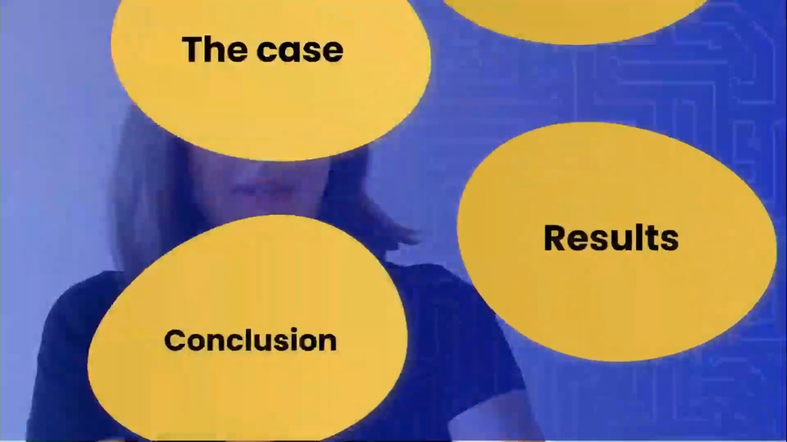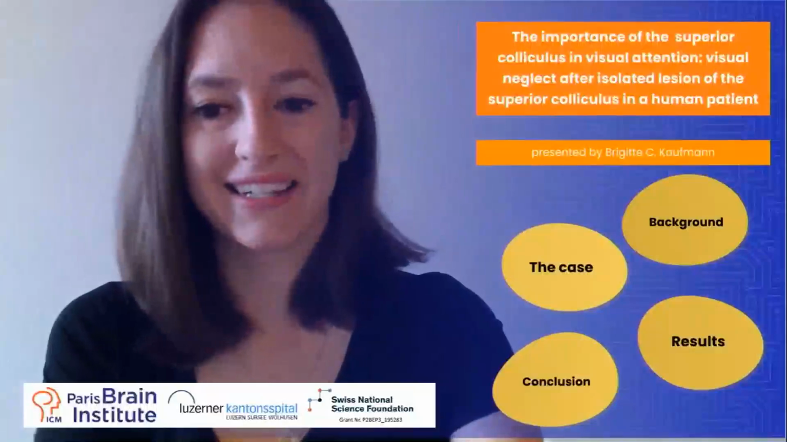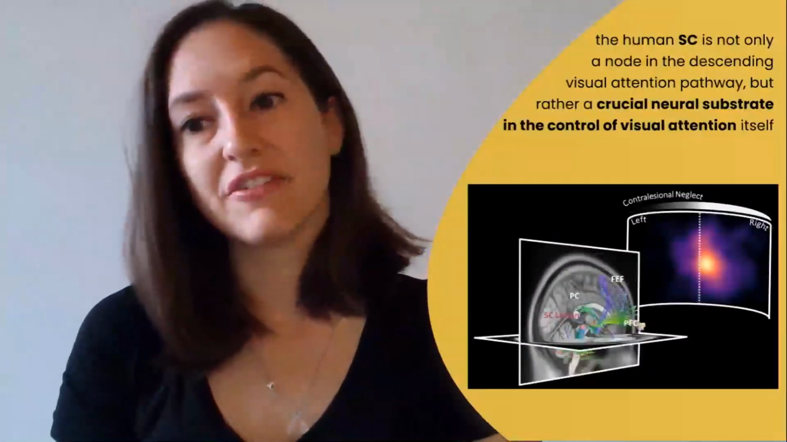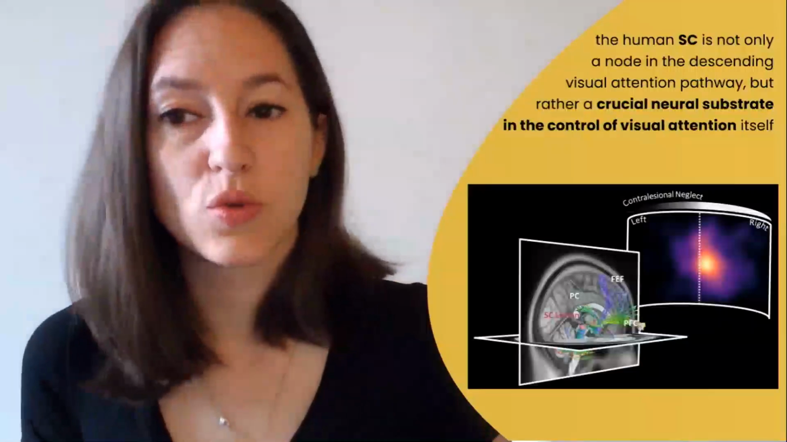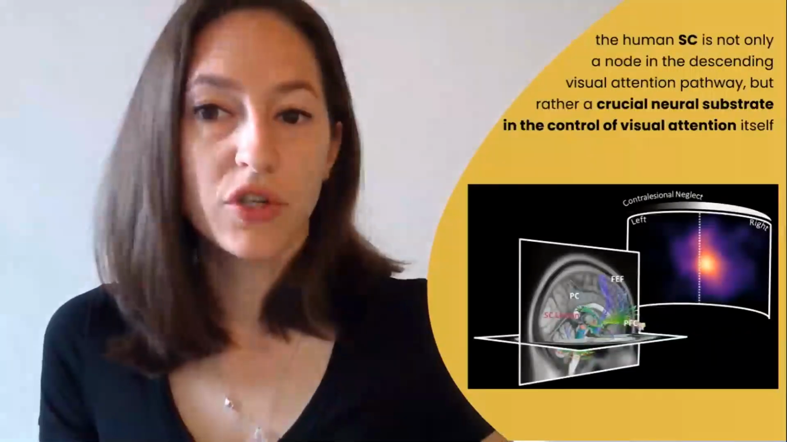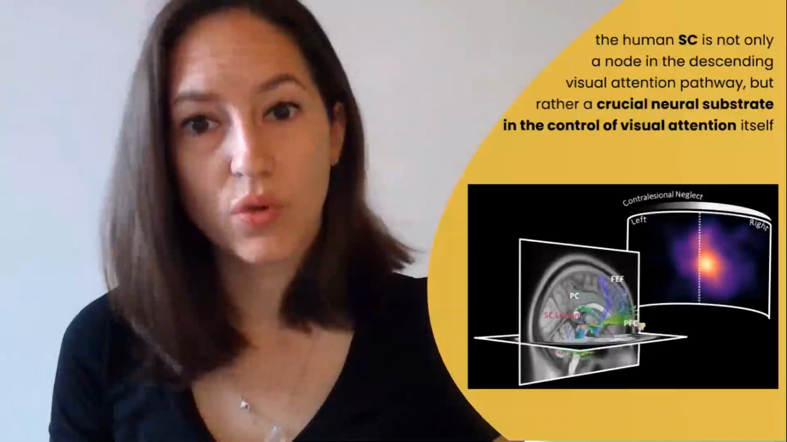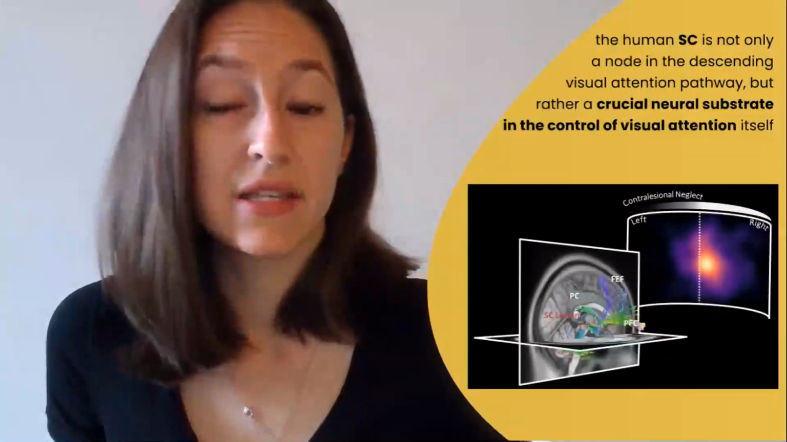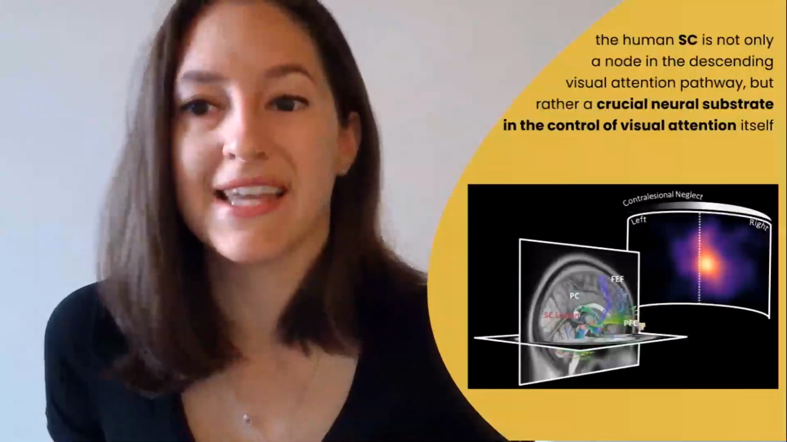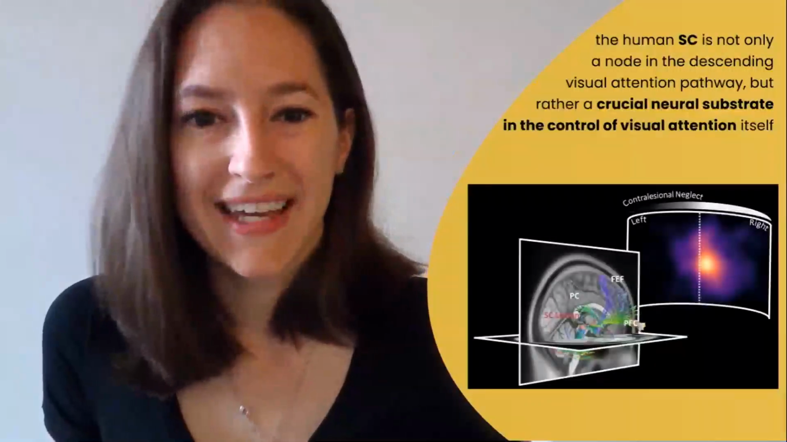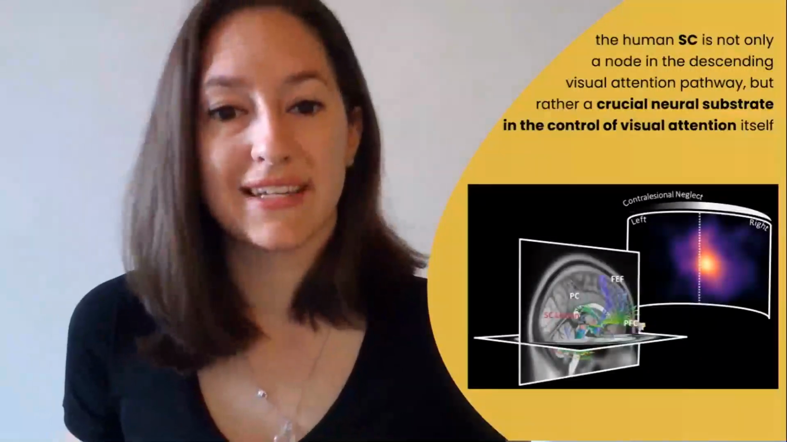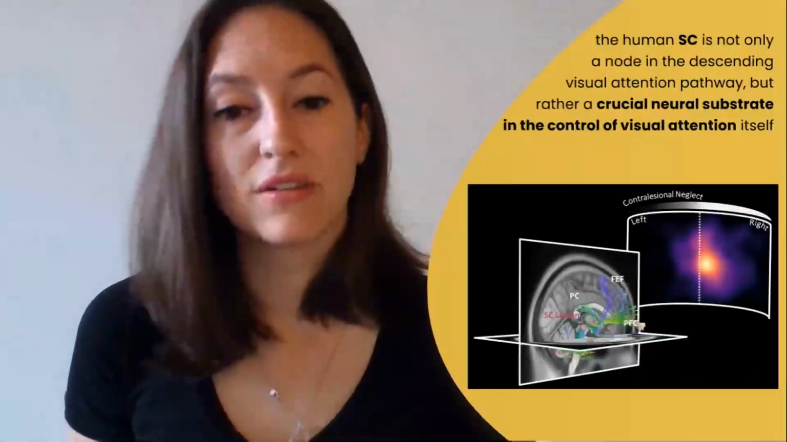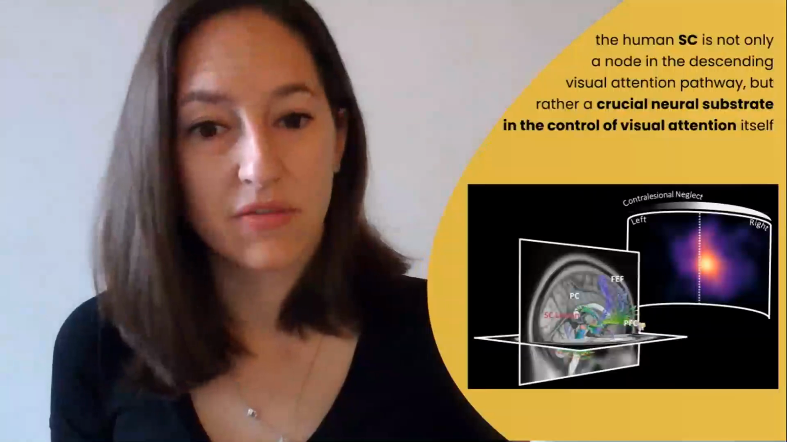So what does this actually tell us? This rare case provides very direct evidence for the role of the superior colliculus in directing visual attention and the eyes towards the contralesional hemispace. Indeed, this case even suggests that the superior colliculus is not only a node in the descending visual attention pathway, but rather a crucial neural substrate in the control of visual attention itself.